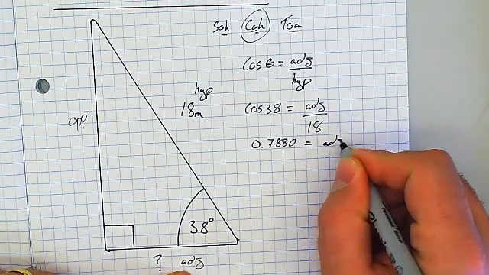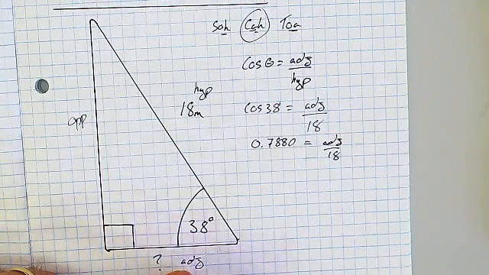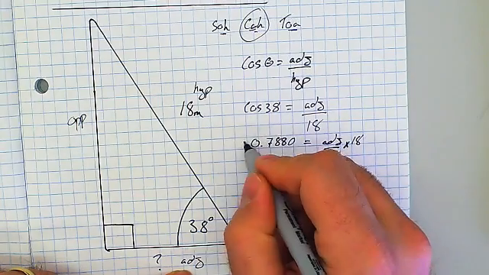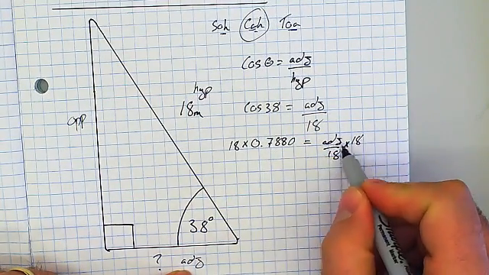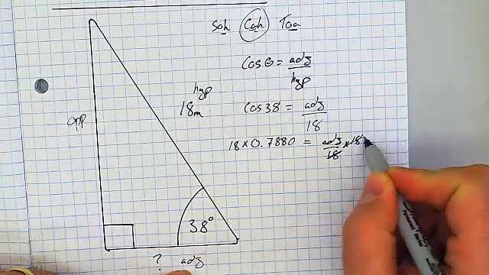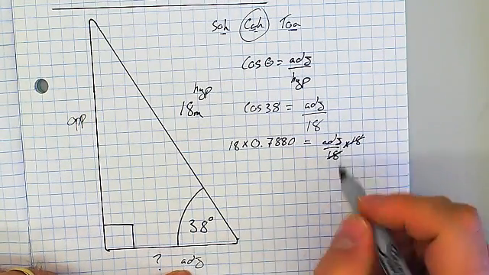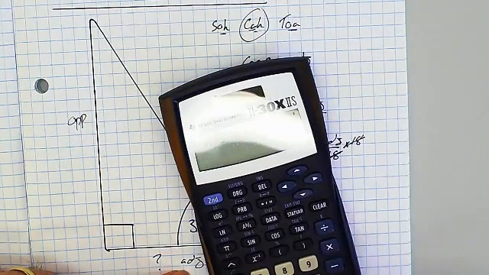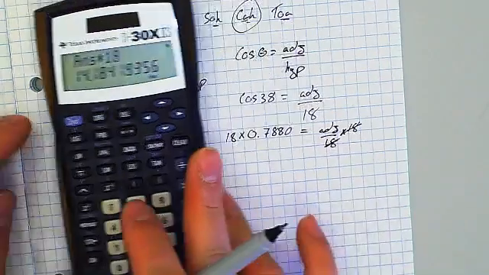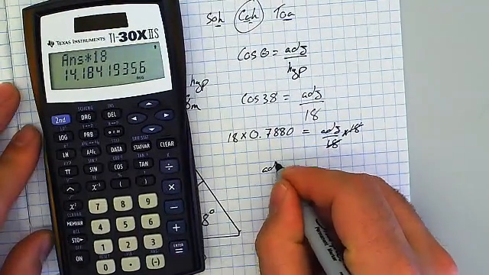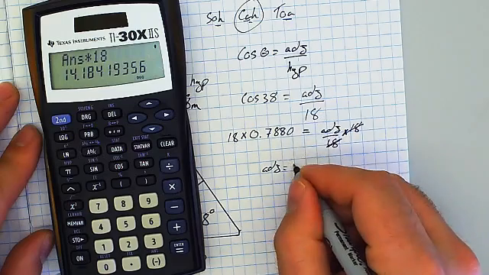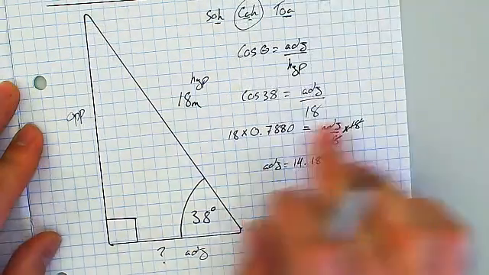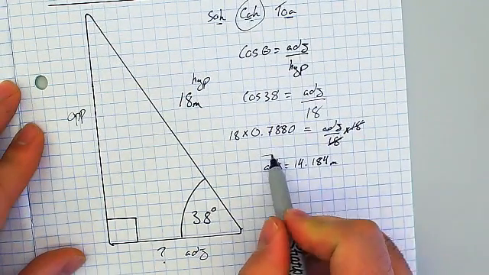This is going to equal the adjacent divided by 18. Our goal is to get the adjacent by itself, so I'm going to multiply both sides by 18 using algebra, because this is the opposite operation of division. 18 divided by 18 will cancel out, and 18 times 0.7880 gives us the adjacent length of 14.184. And we're dealing with meters.